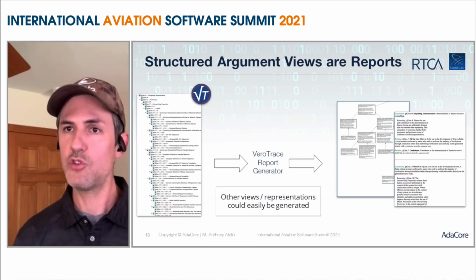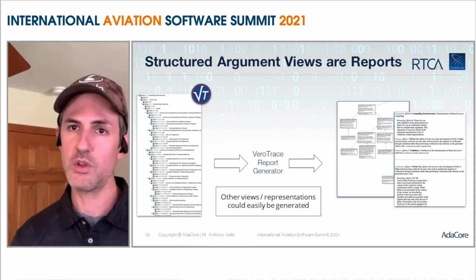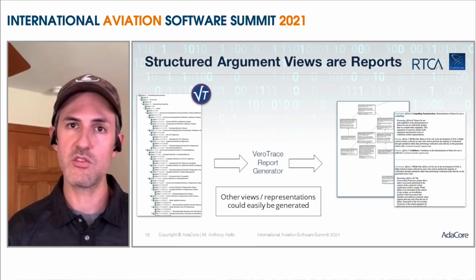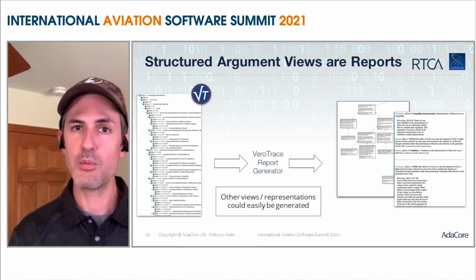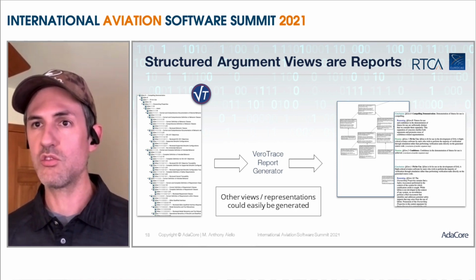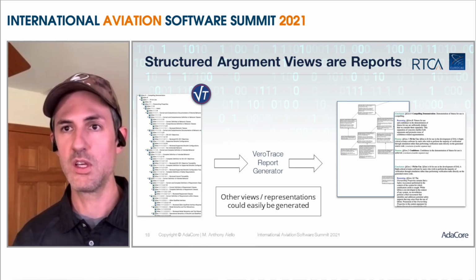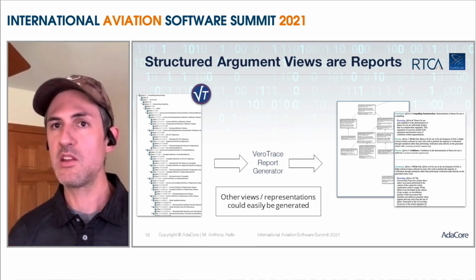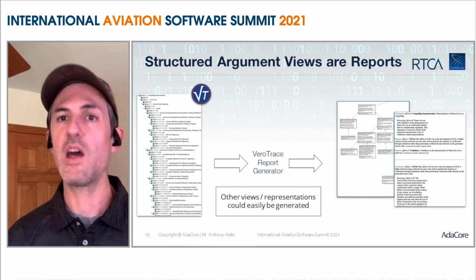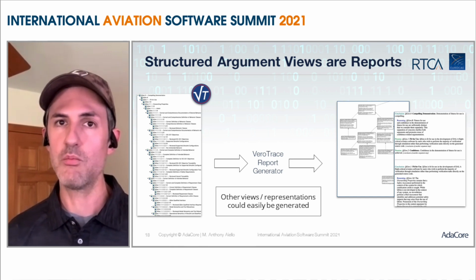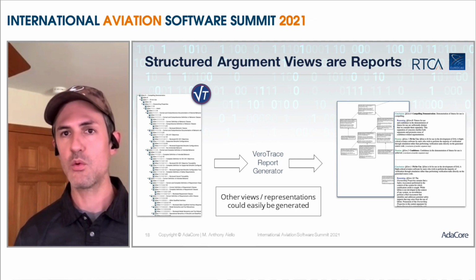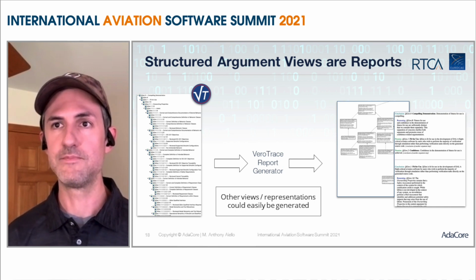Now, I mentioned earlier that we have two views of the argument, a textual view and a tree-like view. Both of these views are actually produced as reports that are run against ViewRTO. So starting from the representation of the argument inside ViewRTO, we can then extract these two views, the textual and tree view, by running reports. This is very powerful, and it means that if an auditor wants to see the argument presented in a new way, they can ask us to do that, and we can create a new kind of report based on what's captured in ViewRTO. So that's how we're mechanically capturing the structured argument.